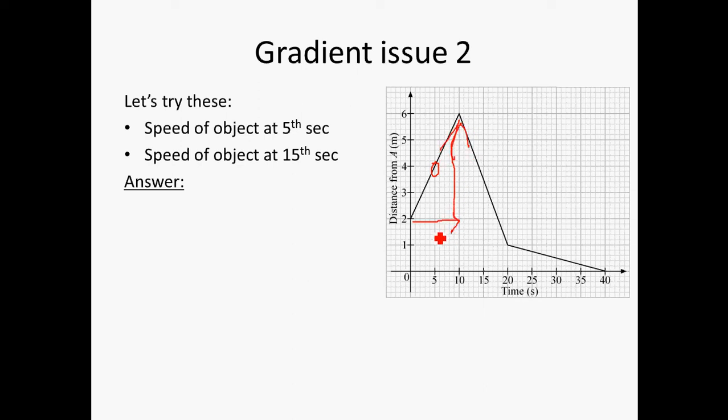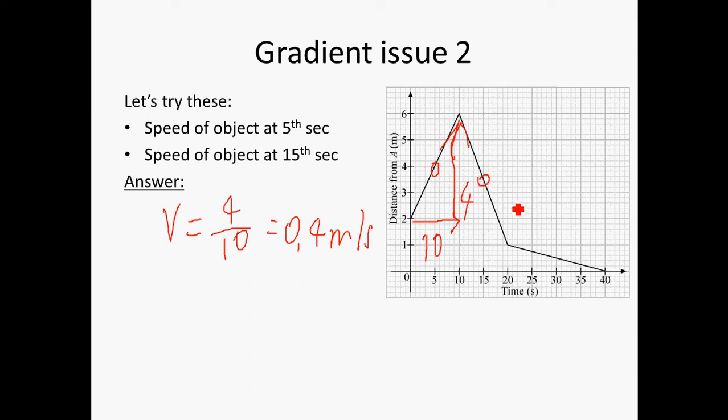Sorry, again, it's very crooked. So the rise is going to be 10 and the run is going to be 4. So the speed will be equal to 4 over 10, which is 0.4 meter per second.